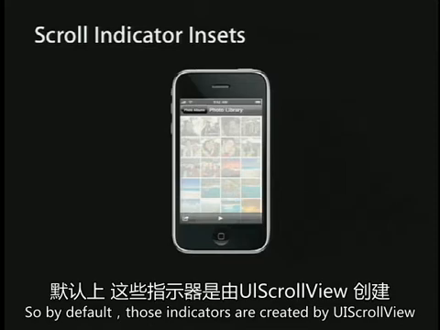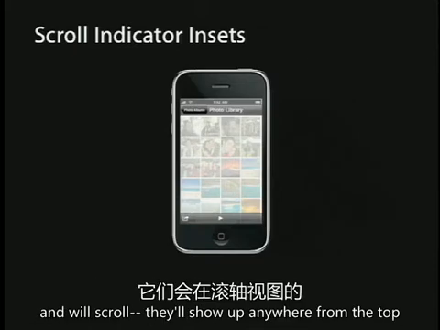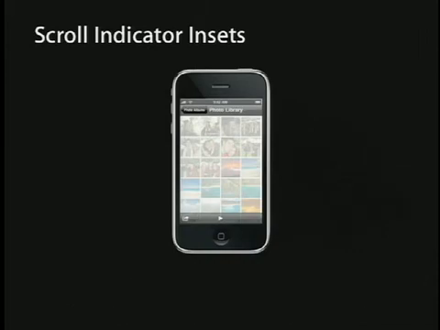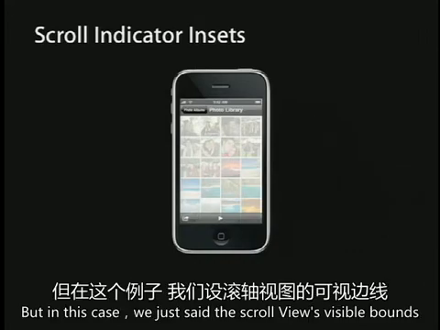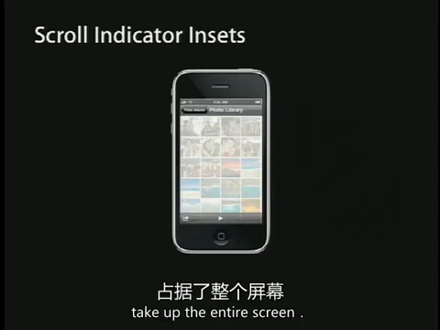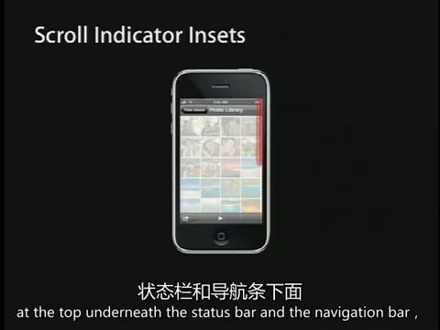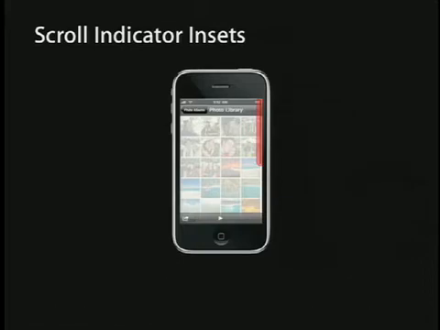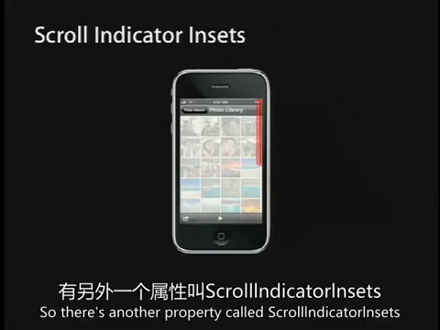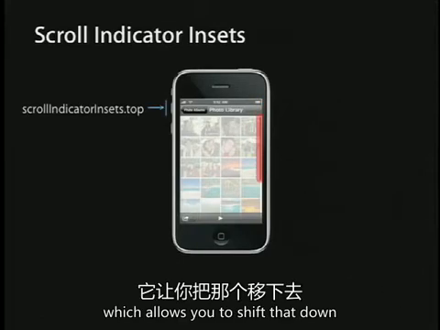So by default, those indicators are created by UI scroll view and will scroll. They'll show up anywhere from the top of the scroll view's visible bounds all the way to the bottom. But in this case, we just said the scroll view's visible bounds take up the entire screen. So those indicators are going to start out all the way at the top underneath the status bar and the navigation bar, which we don't really want. So there's another property called scroll indicator insets, which allows you to shift that down.